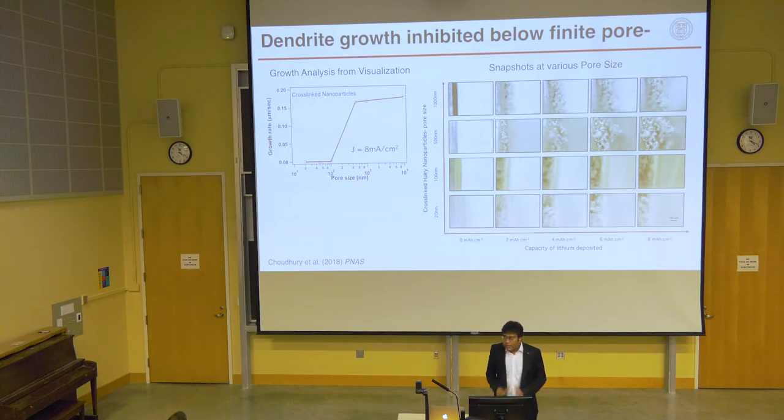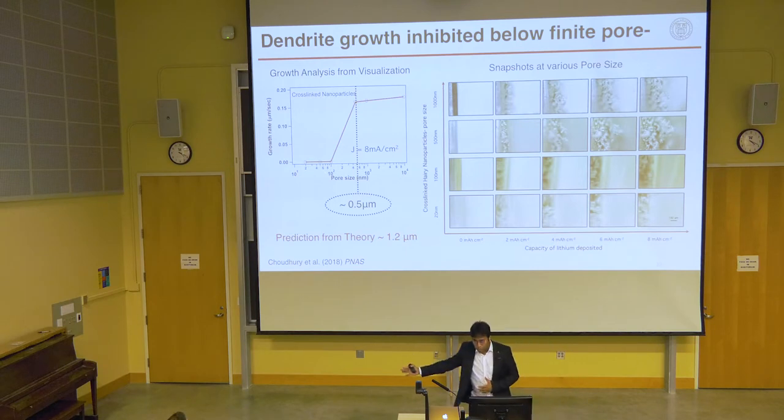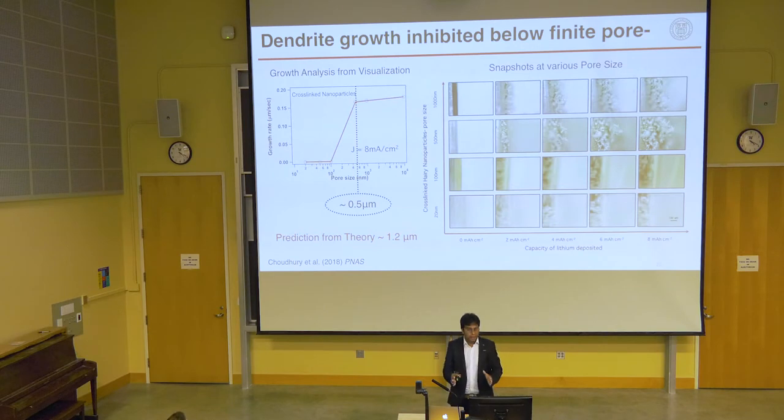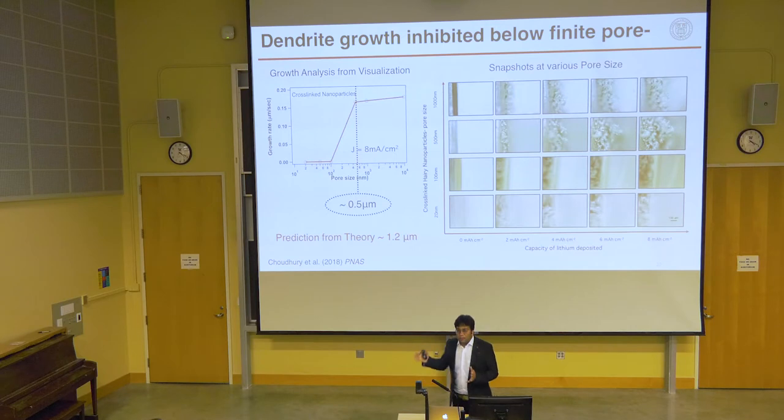What you are seeing here is that at pore sizes below 500 nanometers, the dendrites are not able to grow through. But beyond that, there is a positive growth rate of the dendrites. So at this current density, if you design a membrane where the pore size is smaller than 500 nanometers, then the dendrite won't be able to grow through. And the prediction from the linear stability analysis theory is that the pore size at this current density would be about 1.2 microns.